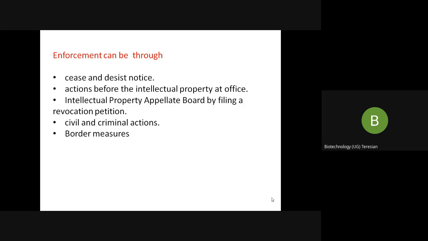The third is the intellectual property appellate board while filing a revocation petition.